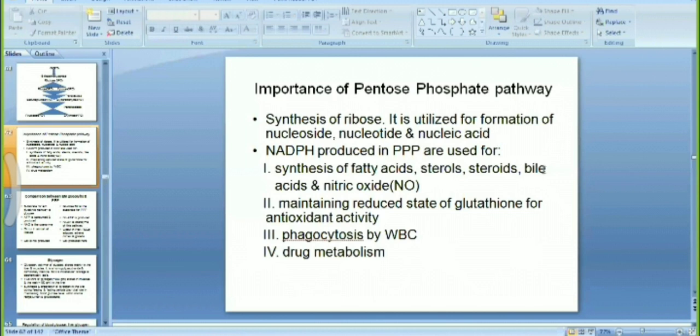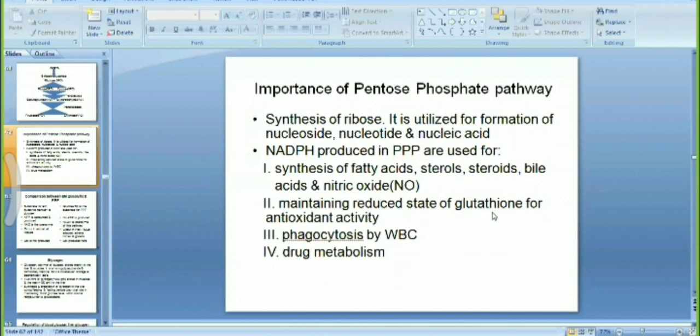Nucleic acids, that means DNA, RNA. Coenzymes, reduced coenzyme NADPH is produced in pentose phosphate pathway and is used for reductive synthesis of fatty acid, sterols, steroids, bile acids, nitric oxide. Very important biomolecules. NADPH, reduced NADP, is required for synthesis of fatty acid, sterols, steroids, bile acids, nitric oxide.